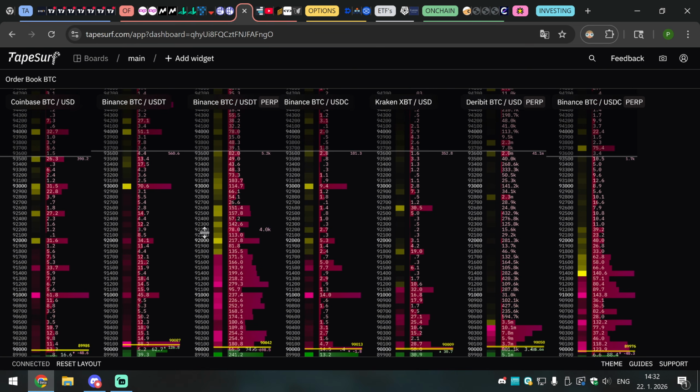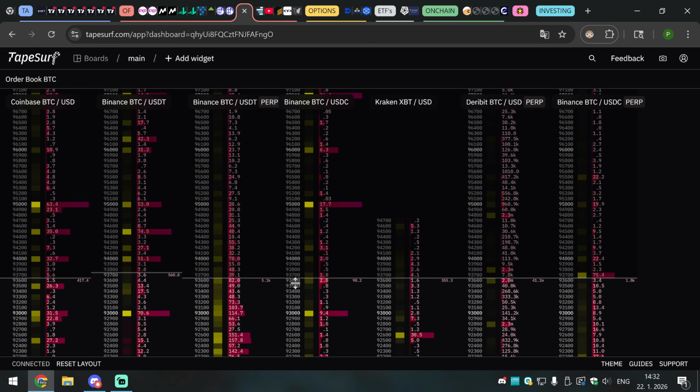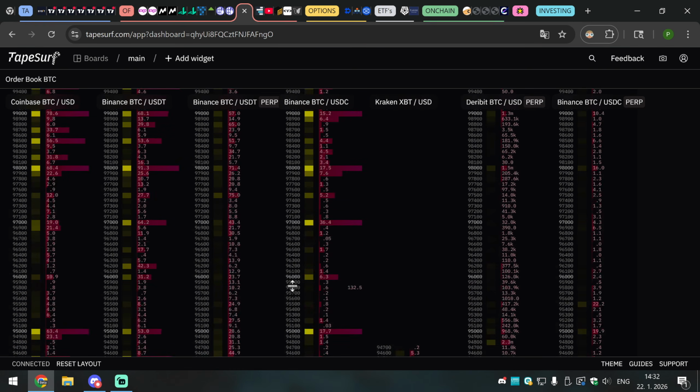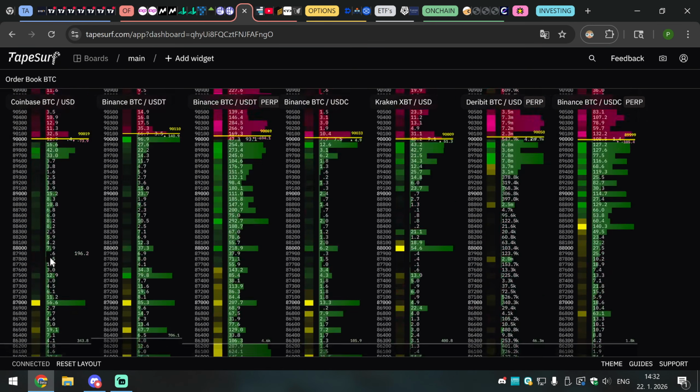With TapeSurf, let me show you. Okay, so this is the Coinbase sell side. This is going to be slowing down any upside. Binance pretty empty up to 93k, good. Perpetuals pretty stuck, but nothing peeking out. Nothing crazy. And here is our main resistance for the rest of the month, of course, super stacked.